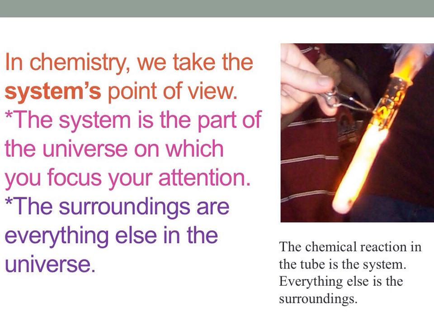To start observing heat, we need a point of view. And so in chemistry, we use something called the system's point of view. The system is the part of the universe on which you focus your attention. So we pick something that we want to observe the heat change within. And once we pick that, everything else is called a surrounding.